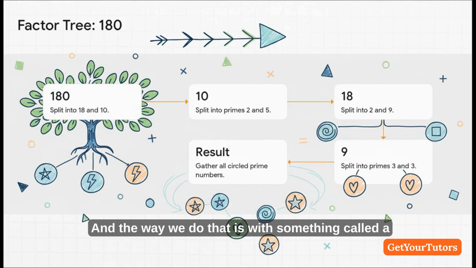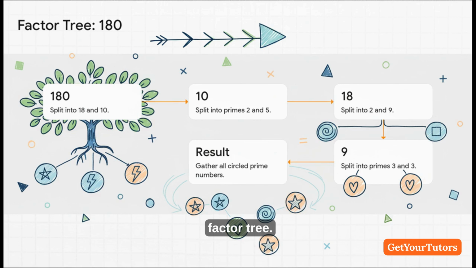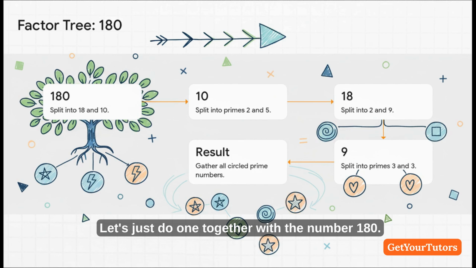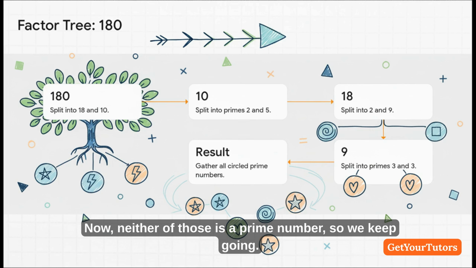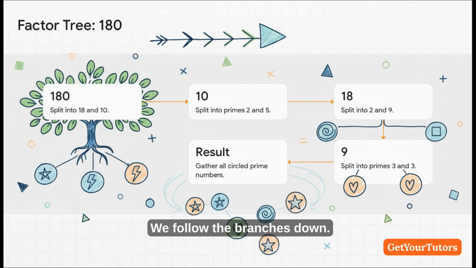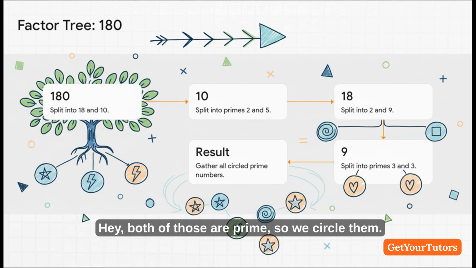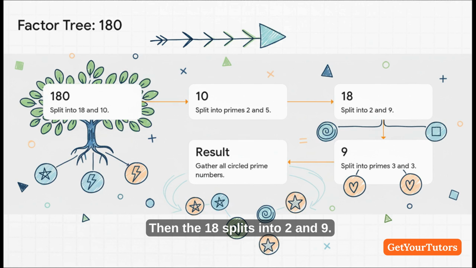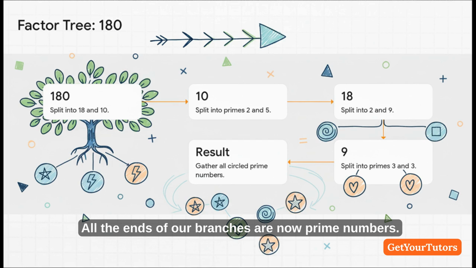And the way we do that is with something called a factor tree. Let's just do one together with the number 180. You can see it on the screen. We start by splitting 180 into any two factors. Here we're using 18 and 10. Now, neither of those is a prime number, so we keep going. We follow the branches down. The 10 splits into 2 and 5. Hey, both of those are prime, so we circle them. Then the 18 splits into 2 and 9. 2 is prime, circle it. And finally, that 9 splits into 3 and 3. And that's it. All the ends of our branches are now prime numbers.